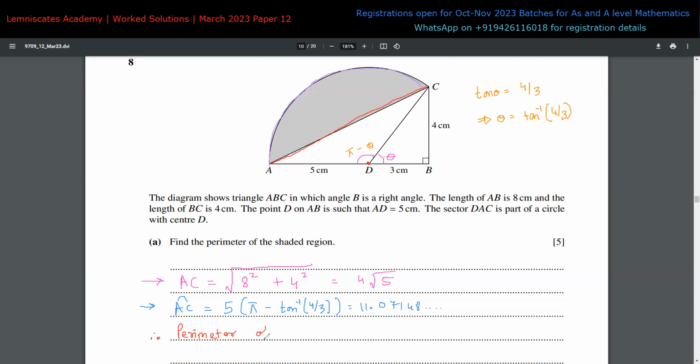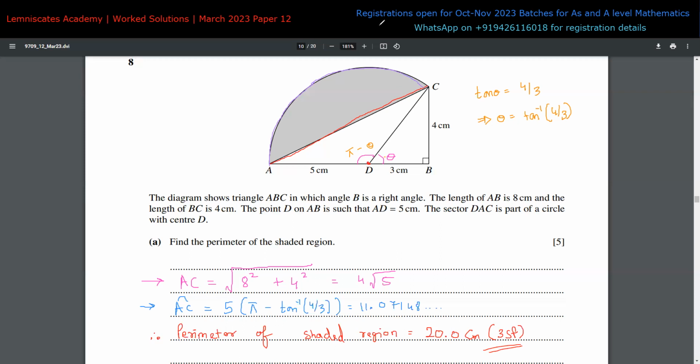So now the perimeter of shaded region is simply the addition of these two values, right? If I take this value and I add 4 root 5 to it, I am getting the value of 20.0 centimeter, correct to 3 significant figures. So that's your answer to the first part of question 8.